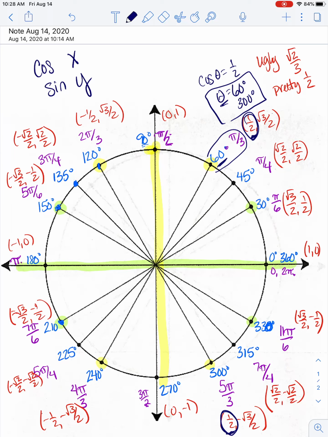So theta is the angle, whether it's in degrees or radians. The trig of that angle comes off of the point. And I'm sure you remember tangent is y over x. And then remember they're reciprocal buddies. So cosine's reciprocal buddy is secant, SEC. So that's 1 over x.